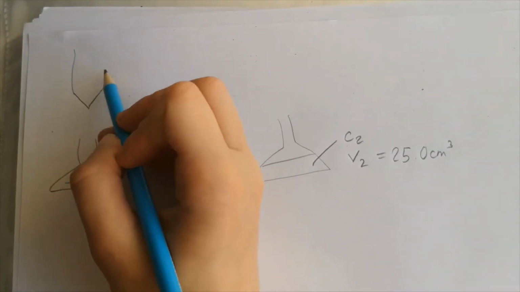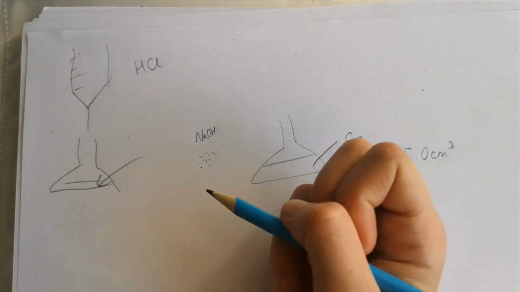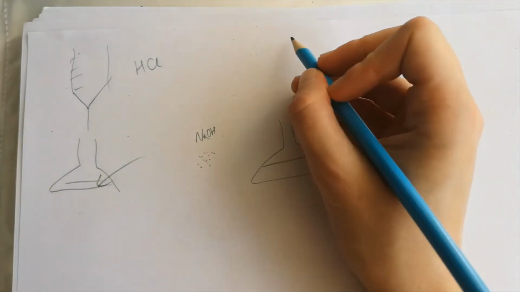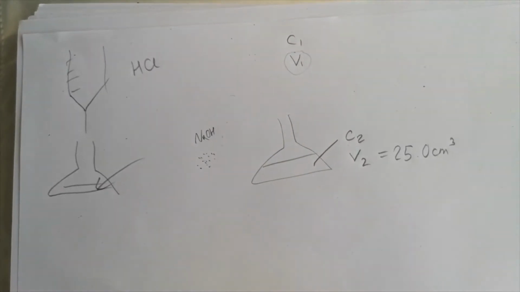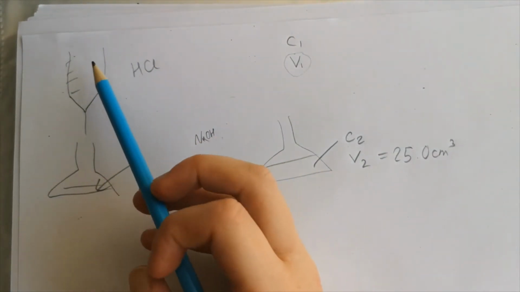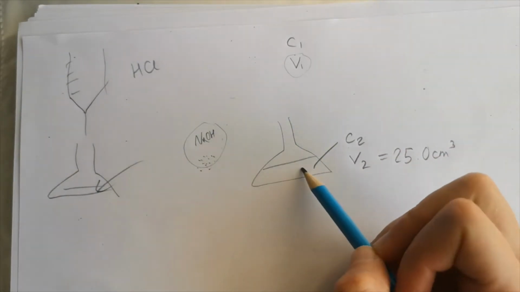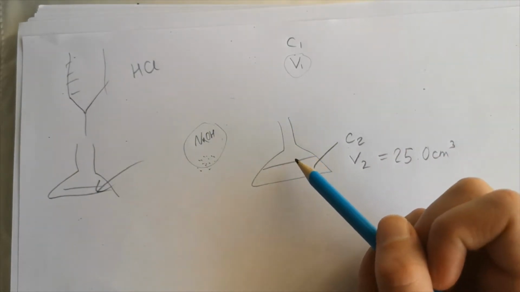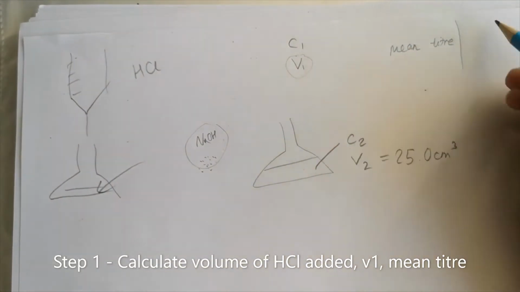Now, going to the acid in the burette, it will be a liquid and we can just pour it into the burette as and when necessary. This will have concentration C1, and volume V1. I'm going to define V1 not as the total volume of HCl in the burette, but the total volume of HCl that gets added to the NaOH solution to neutralise it and cause the pH to be 7. This volume is the mean titer.